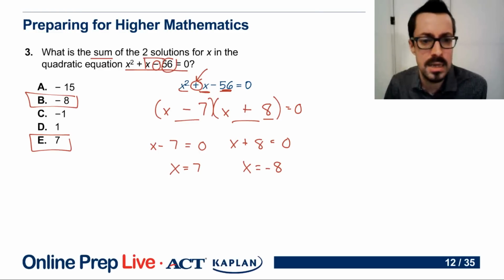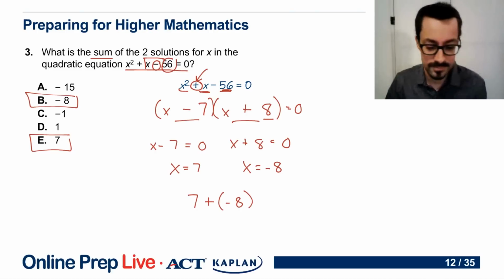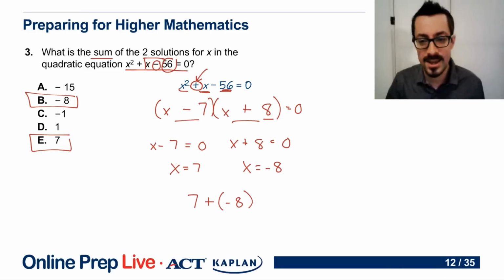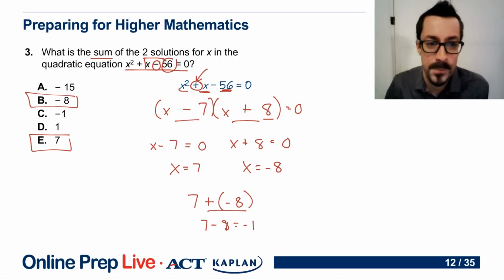And everybody tell me in the poll, what am I going to get if I take positive 7 plus negative 8? What am I going to end up with in that case? Well, remember, adding a negative is just like subtracting. Right? Adding a negative is just like subtracting, so we'll say 7 minus 8. And it looks like we are going to get a negative 1 for that one, which is answer choice C.